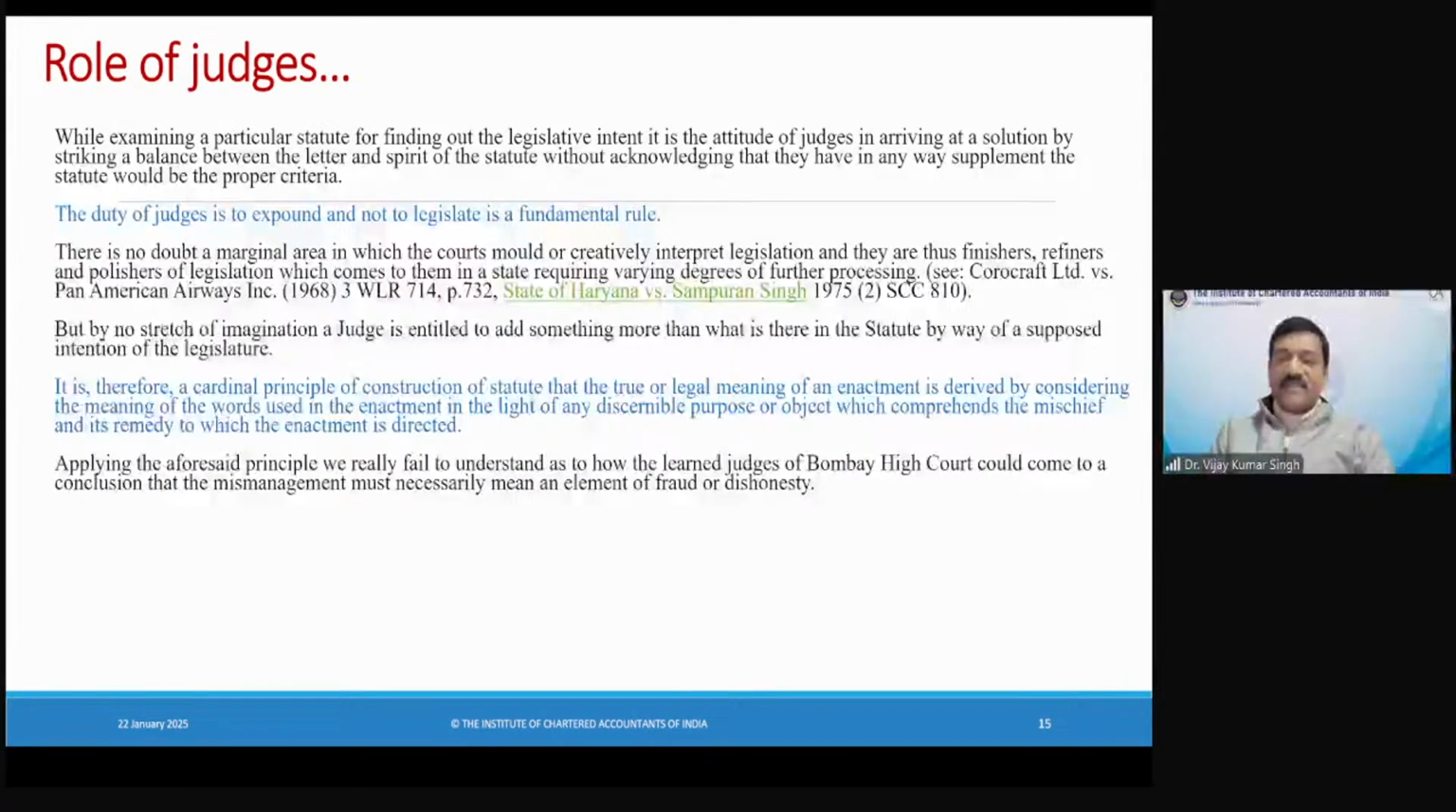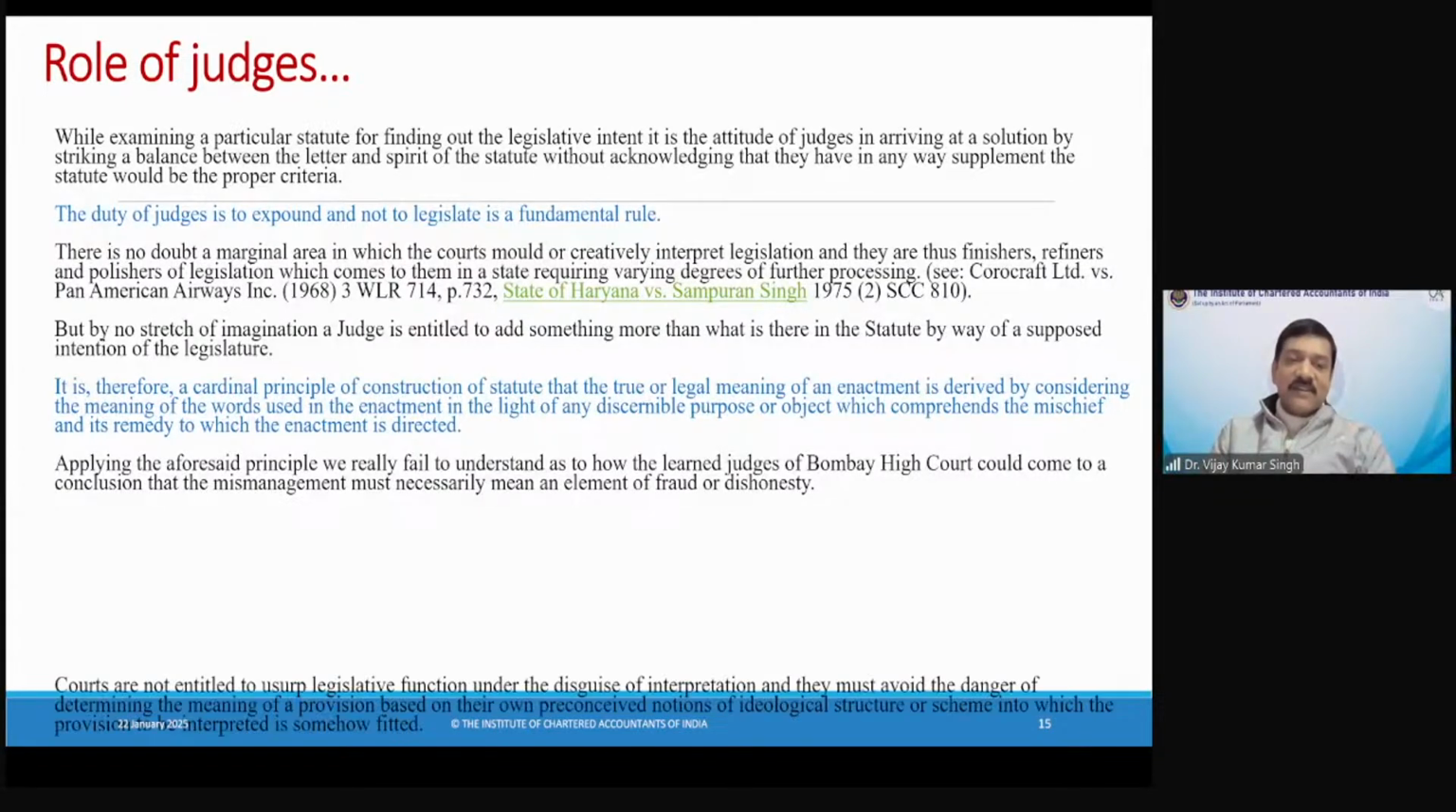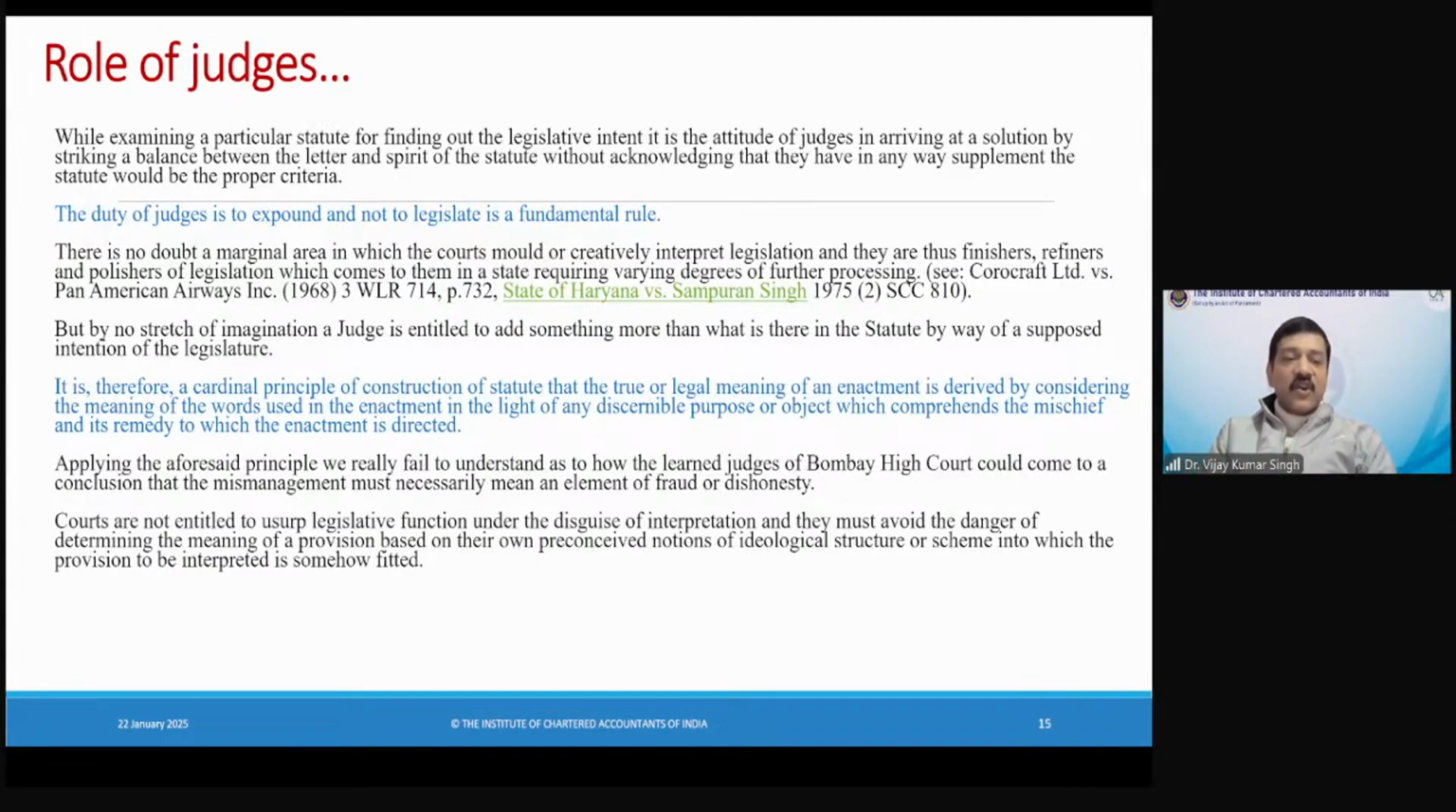In one of the cases, the Bombay High Court interpreted that mismanagement would include fraud and dishonesty, and the Supreme Court was lamenting on the Bombay High Court in this particular case, and it said courts are not entitled to usurp legislative function under the disguise of interpretation, and they must avoid the danger of determining the meaning of a provision based on their own preconceived notions and ideological structure or scheme into which the provision to be interpreted is somehow fitted.